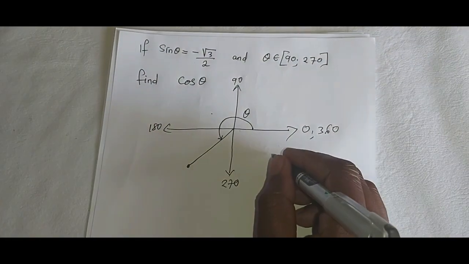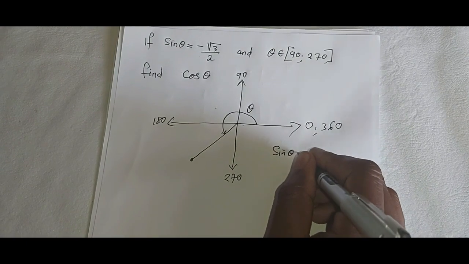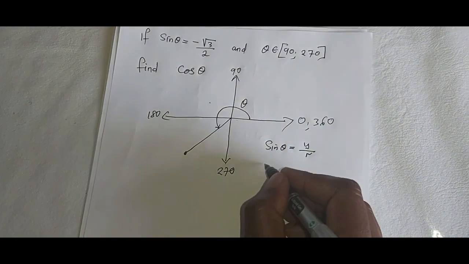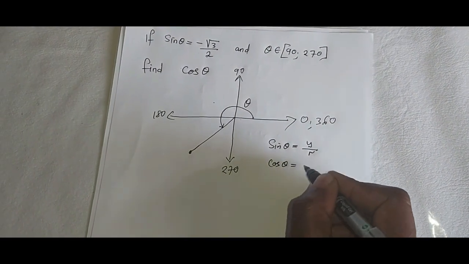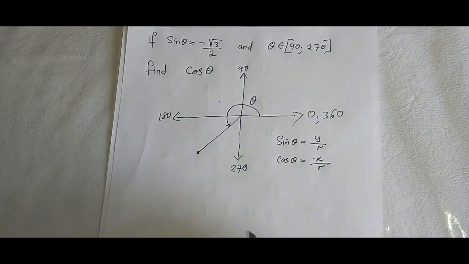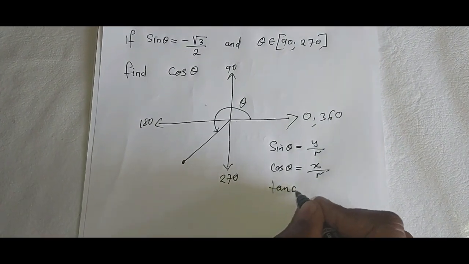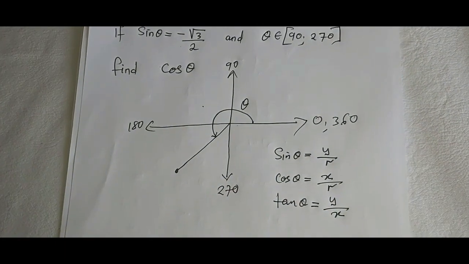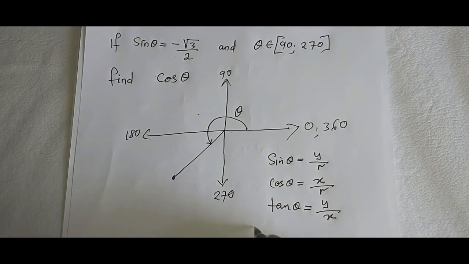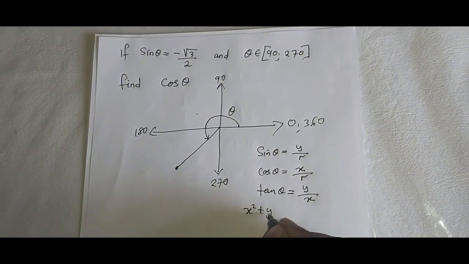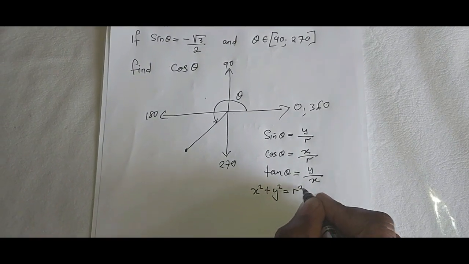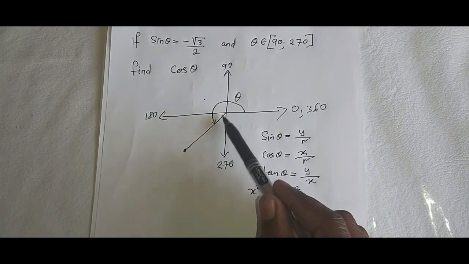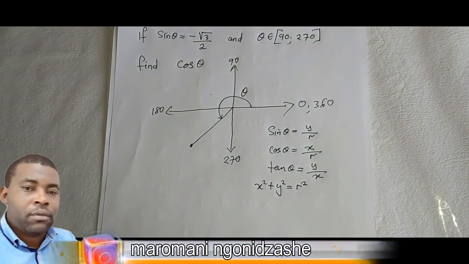Getting to our formulas, we must remember that sine theta is equal to y over r. Cos theta is equal to x over r. And tan theta is equal to y over x. It also needs to be emphasized that x squared plus y squared is equal to r squared. Our r is the length of the radius here. That's why we call it r.